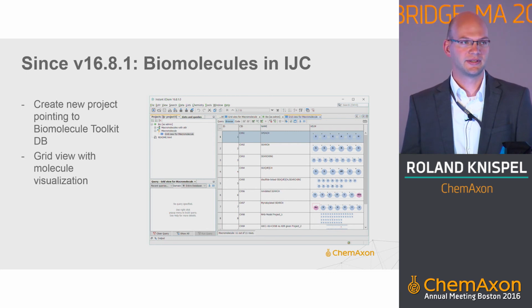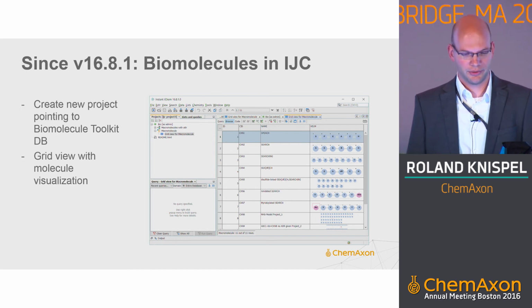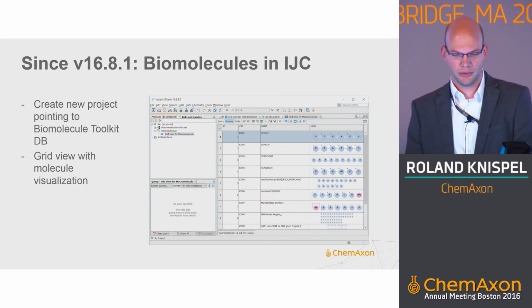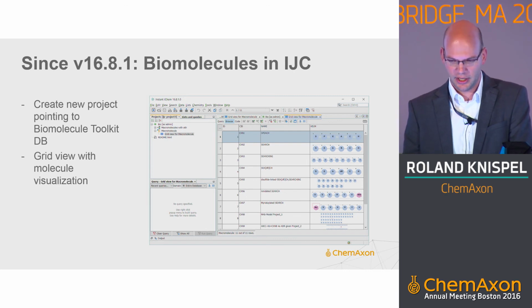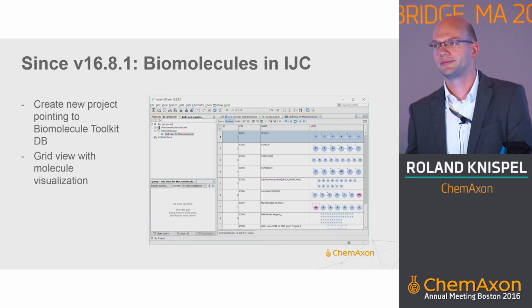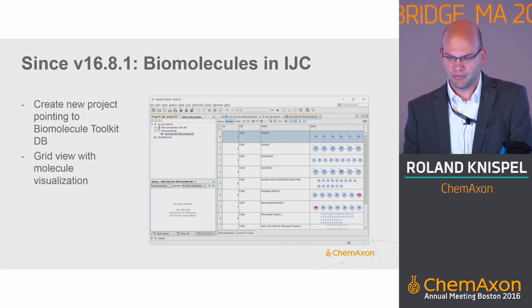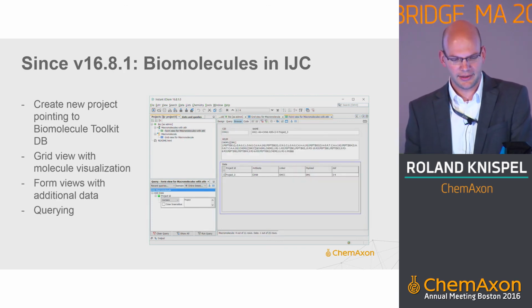Now, a couple of examples, just so that you see some screenshots. Here, we can create a new project within Instant JChem, which points to a database hosting a number of biologics. And then you can see, okay, we can create a grid view, which visualizes the molecules now with our new editor as the renderer behind. Additionally, it also fully supports form views with additional data, as well as querying on a couple of properties of these molecules.